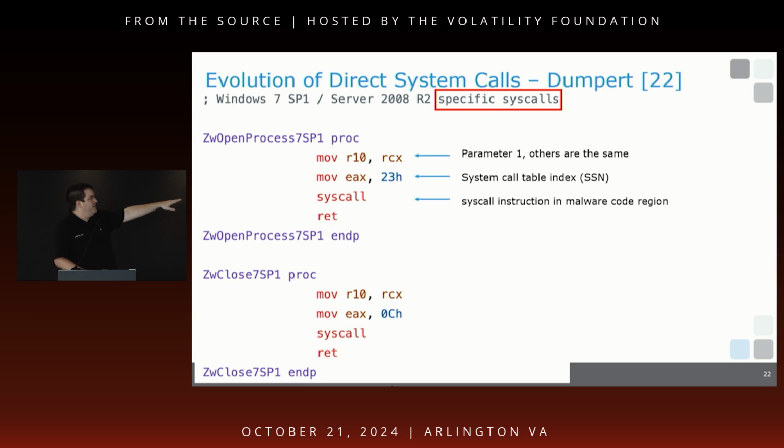And the key thing here is if you notice for OpenProcess, the mov EAX is 23 hex. For CloseProcess, it's C hex. Those numbers change in every build. The string name of the API, like OpenProcess or CloseProcess, is the same in every version of Windows, but in every build of Windows, the system call numbers are going to be different. So that's why they had to be hard-coded, but obviously this isn't going to work too well.